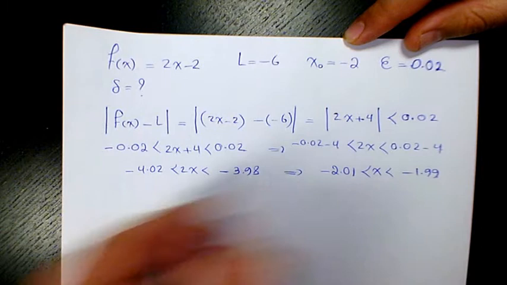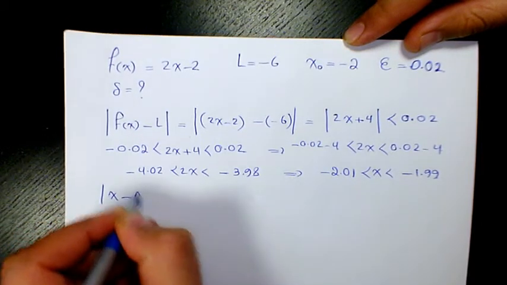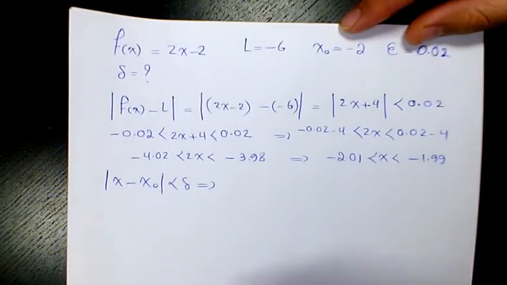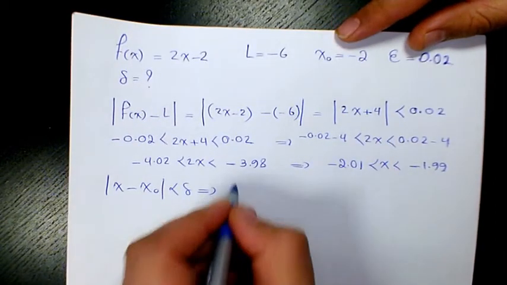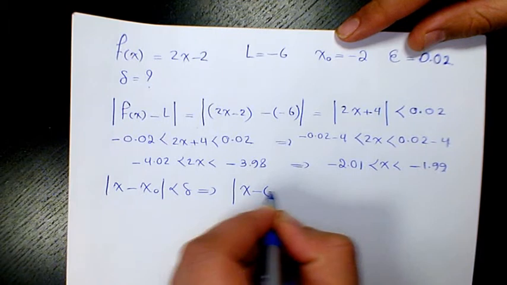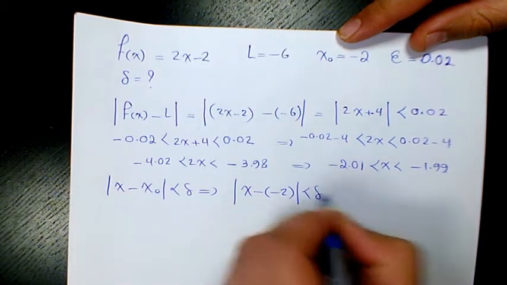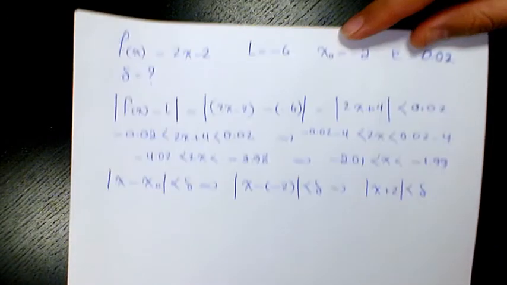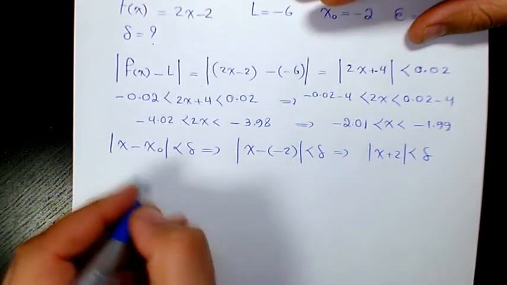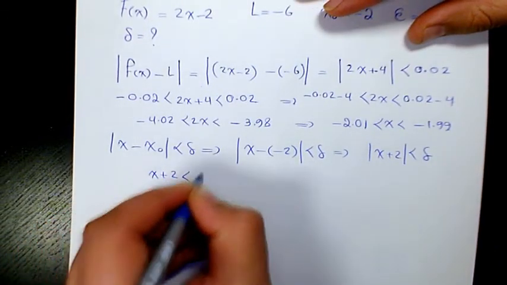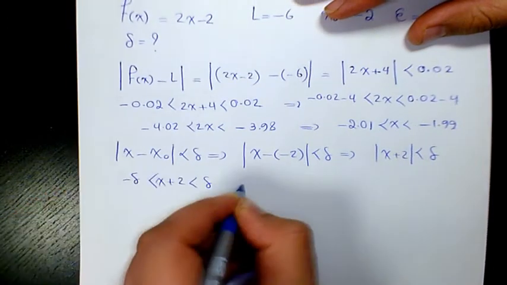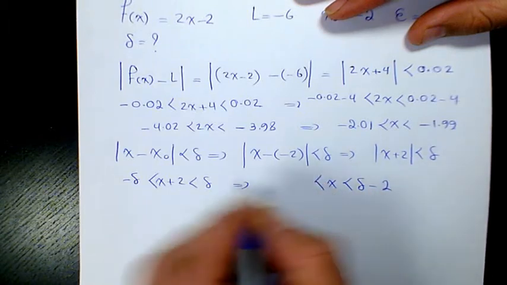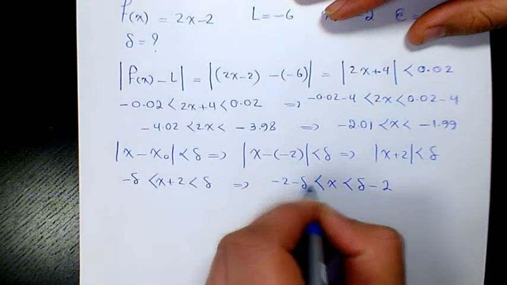On the other hand, we know the absolute value of x minus x naught has to be less than delta. X naught in this case is negative 2, so it's going to be the absolute value of x minus negative 2 has to be less than delta. So x plus 2 is supposed to be less than delta and greater than negative delta. So it's going to be x between negative 2 minus delta and negative 2 plus delta.